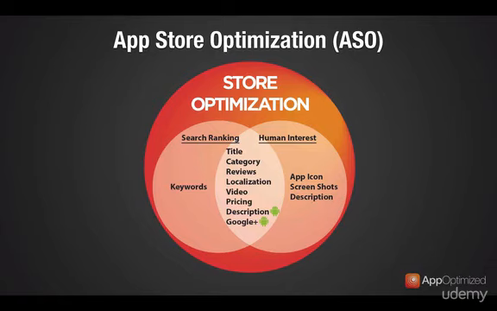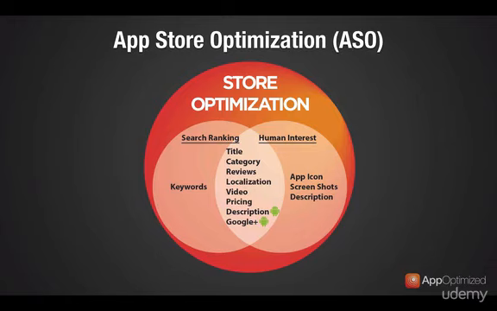And then on the right-hand side, there's human interest. So there's specific things that influence what makes a person interested in your app. And those things are your app icon, your screenshots, and your description. And so when someone sees your app icon, they may be interested, so they click on your listing, and then they see your screenshots, and they're like, oh, this looks really interesting. And they may read your description. So those things are specific just to interest humans to download your app. And they have very little to do with how Google Play or the Apple App Store ranks your app.